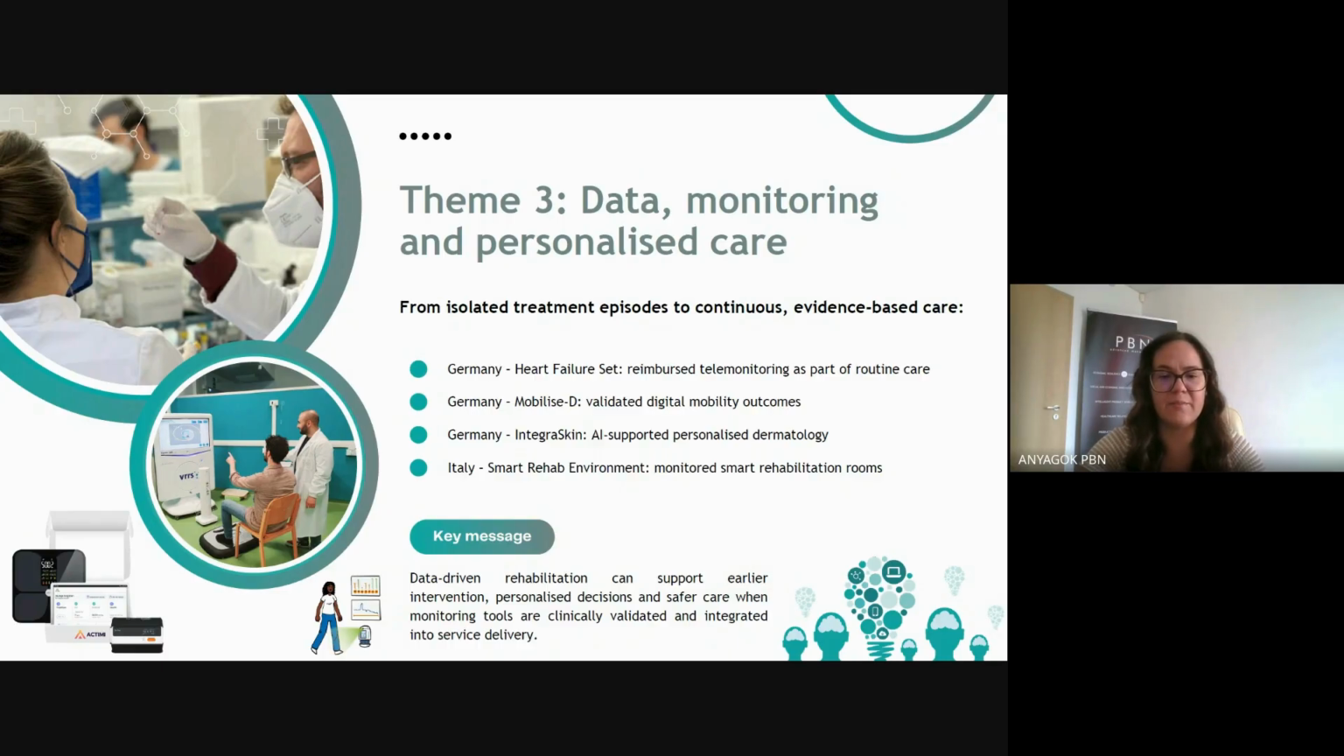IntegraSkin applies AI and personalized medicine to support treatment decisions in chronic inflammatory skin conditions. The Italian smart rehab environment uses smart rooms and cloud-based monitoring so that physiotherapists can supervise patient activity more efficiently and safely. So data-driven rehabilitation supports earlier intervention, personalized decisions, and safer care when monitoring tools are clinically validated and integrated into services. However, successful innovation also depends on user acceptance, motivation, and everyday usability.